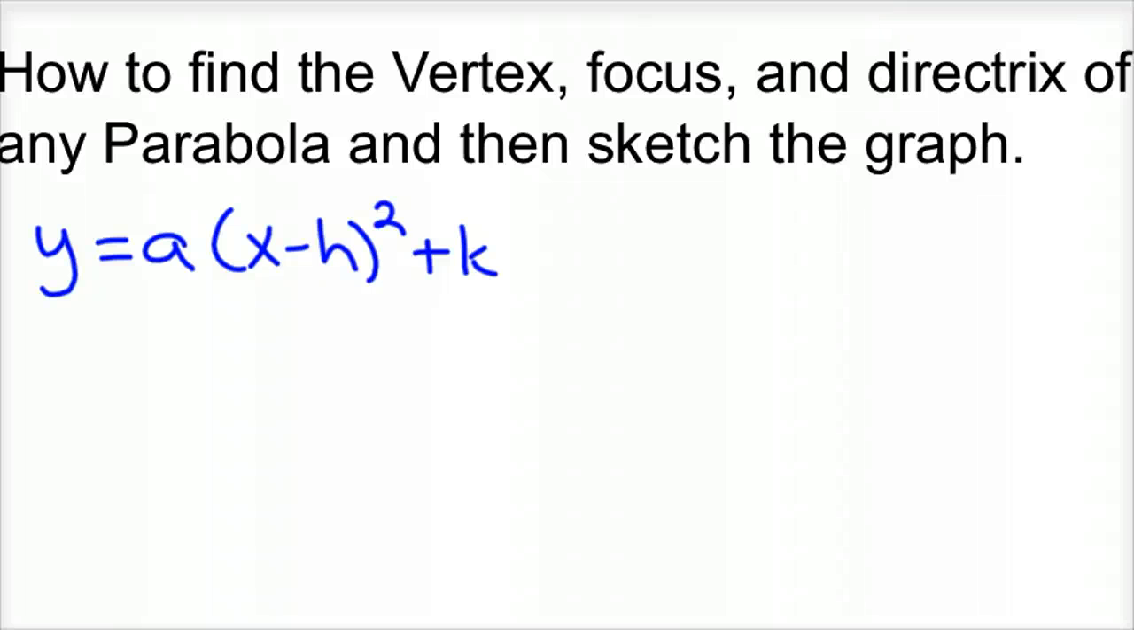So, how to find the vertex, focus, and directrix of any parabola, and then sketch the graph. I'll start out with little notes, then we'll do 3 examples. To start with, this is probably the most general form of the equation right here: y equals some number times x minus h squared plus k. Notes-wise, this would be what you're interested in.